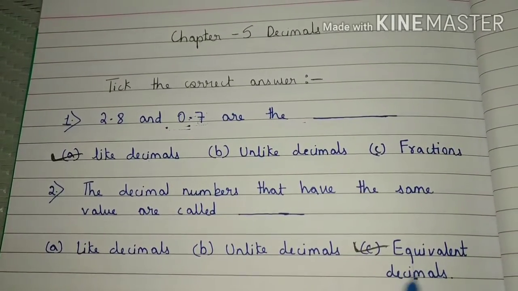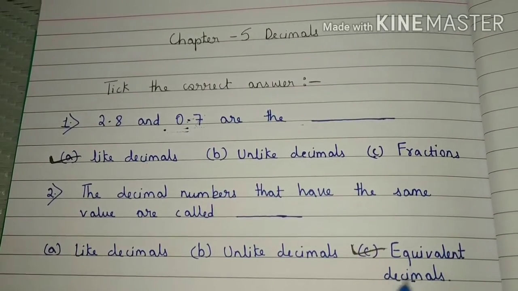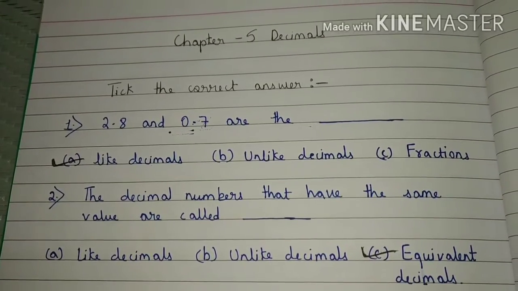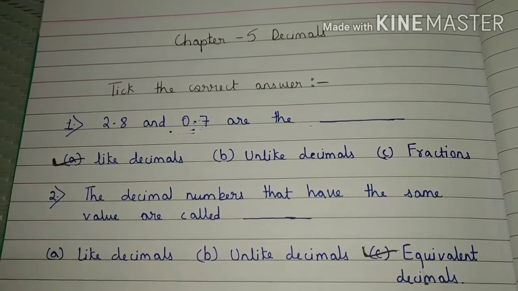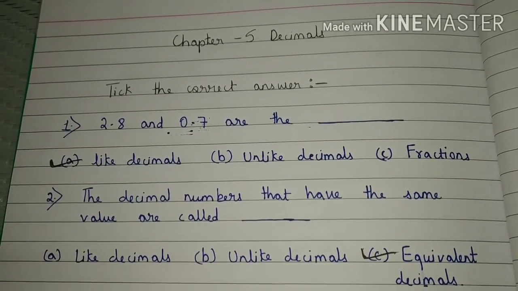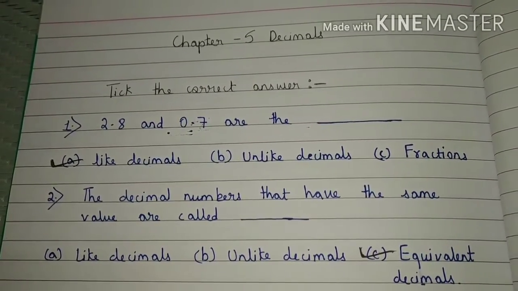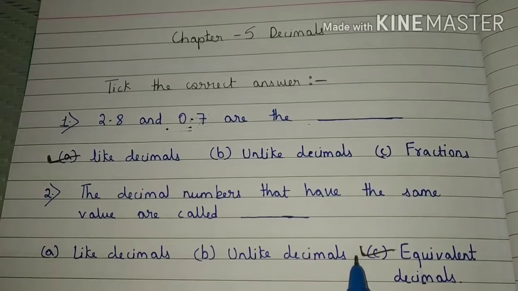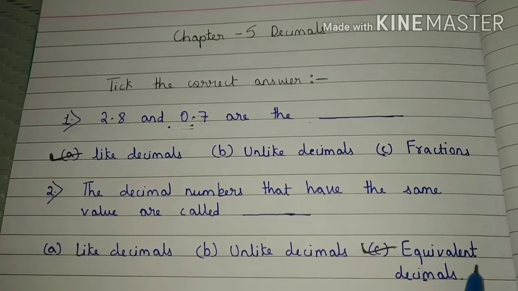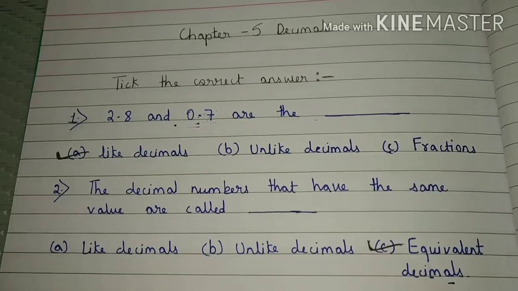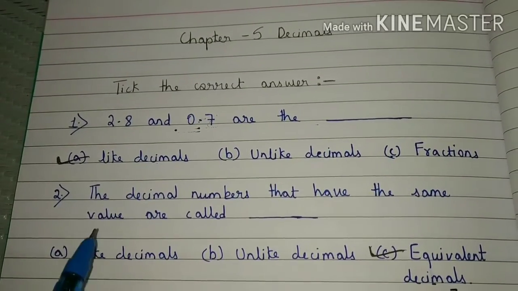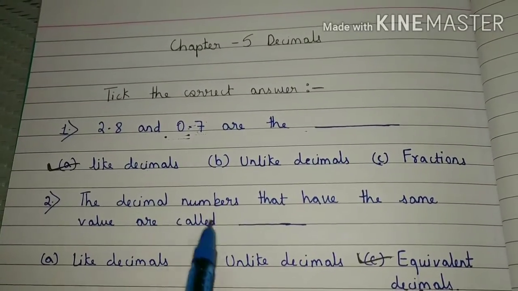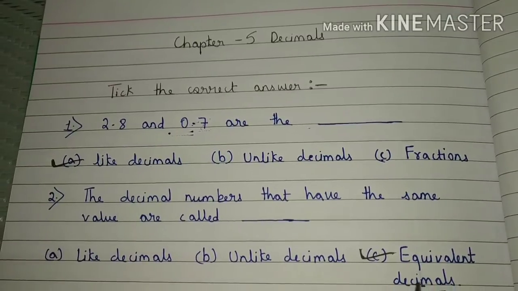Why equivalent decimals? Because equivalent decimals have the same value. Students, equivalent decimals are the decimals which are equal, but they are not like decimals. They have the same value. So option C, equivalent decimals is the correct answer. So the decimal numbers that have the same value are called equivalent decimals.